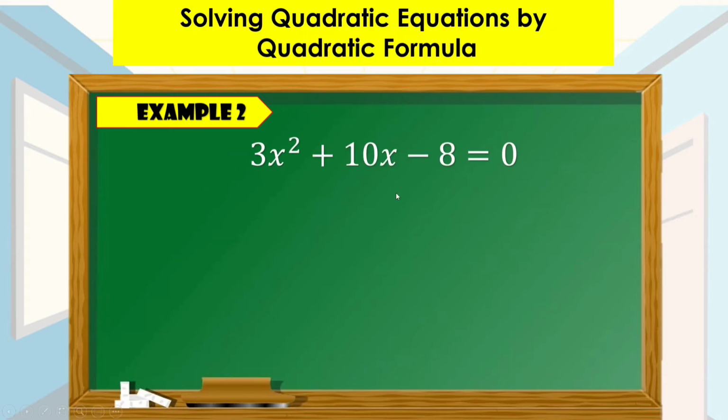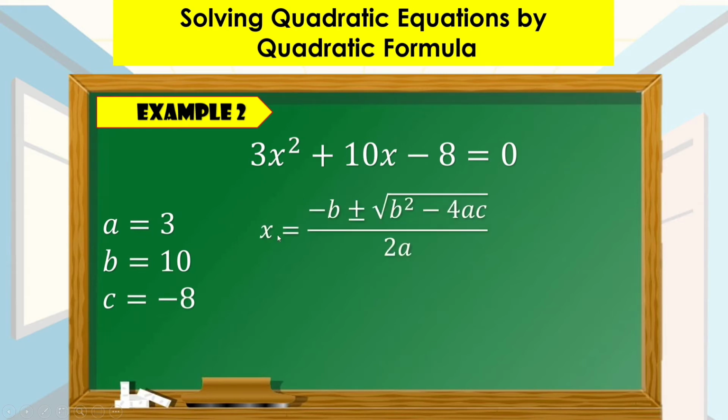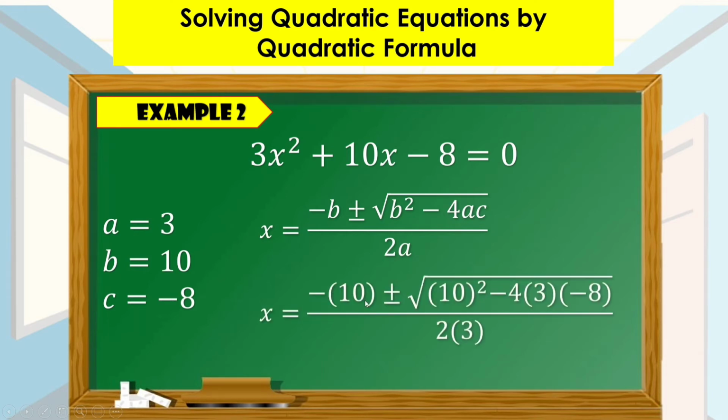Next example, we have 3x squared plus 10x minus 8 equals 0. Again, it is already in standard form. Let us find the values of a, b, and c. A is 3, b is 10, c is negative 8. Following our quadratic formula, we have x is equal to negative 10 plus or minus the square root of 10 squared minus 4 times 3 times negative 8 all over 2 times 3.